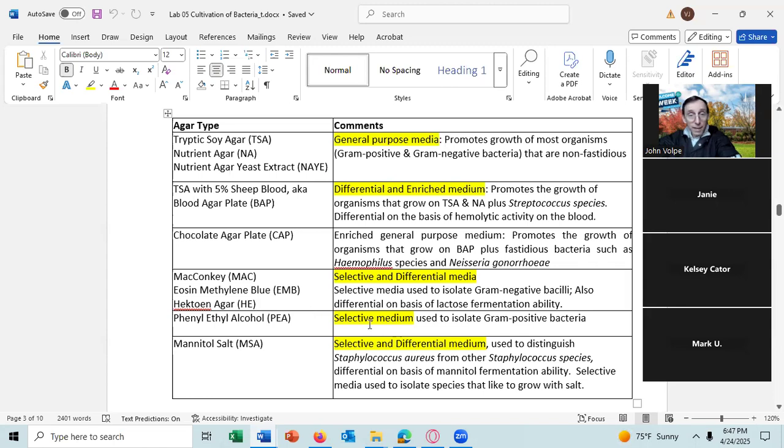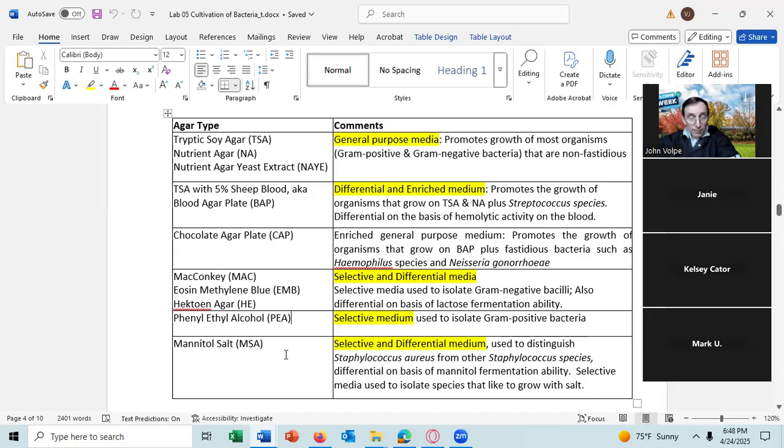And then there's a selective media. PEA is a selective media. It allows you to select for gram positive cells. The gram-negative cells are inhibited. And then there's mannitol salt agar, which is both selective and differential. It is selective for cells which can tolerate growing in salt, 7% sodium chloride in MSA, and it is also differential in the ability of the cell to ferment the sugar mannitol.